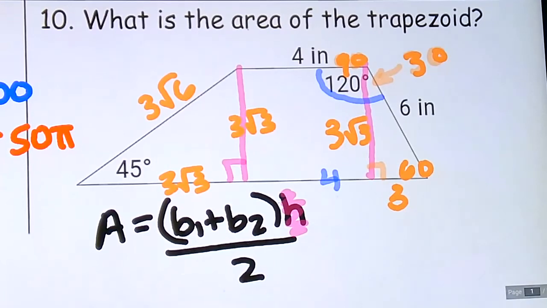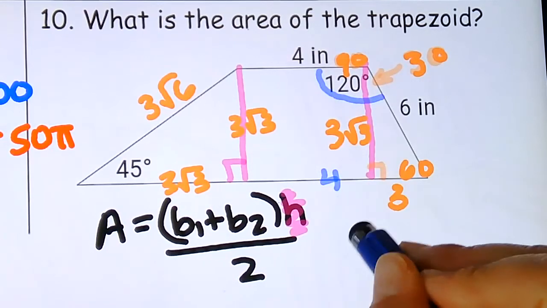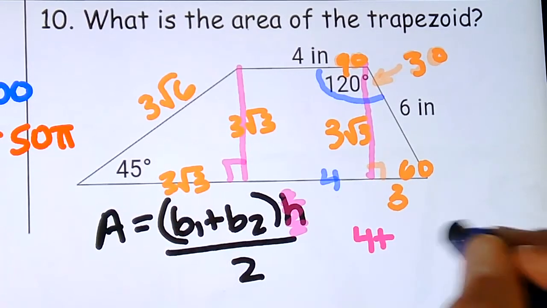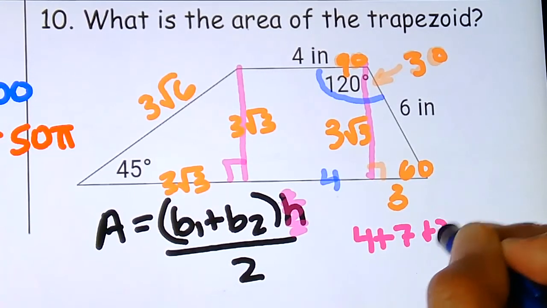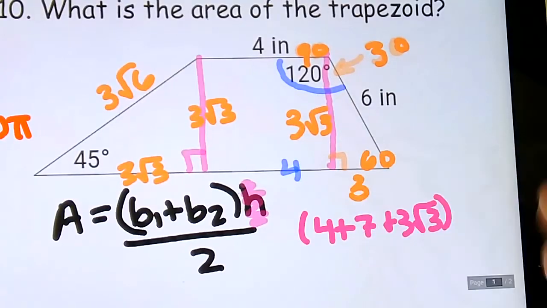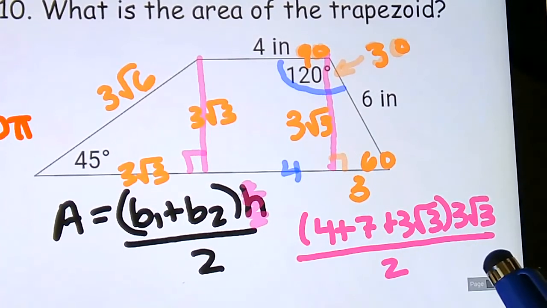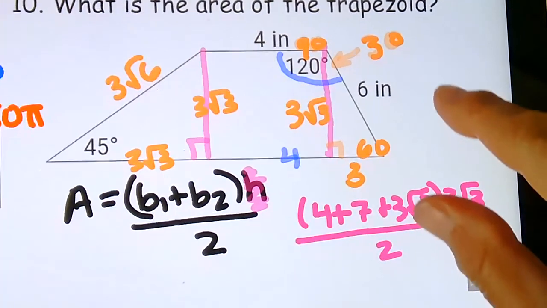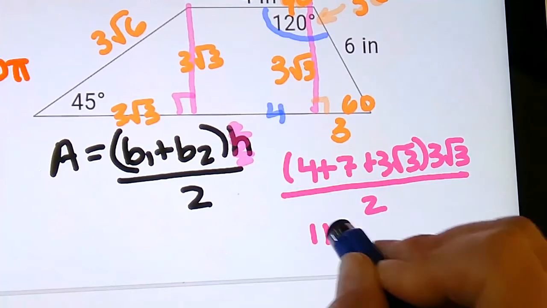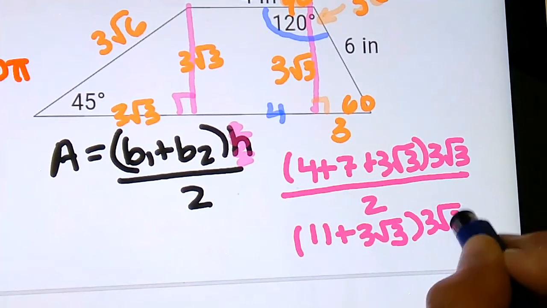We just need area. So now for my area, I am going to take my base 1, which is 4, plus my bottom base, which is going to be 7 plus 3 root 3, sorry. And I am going to times that by my height, which is 3 root 3, and then divide by 2. So doing this math, I'm going to get 11 plus 3 root 3 times 3 root 3 over 2.